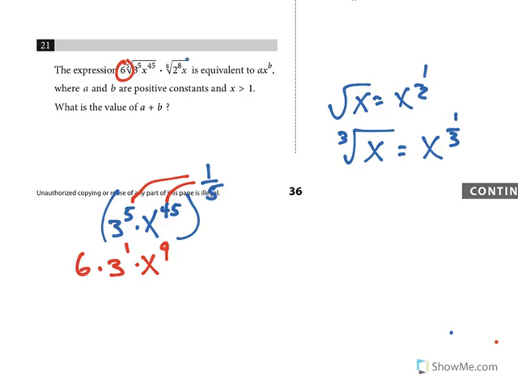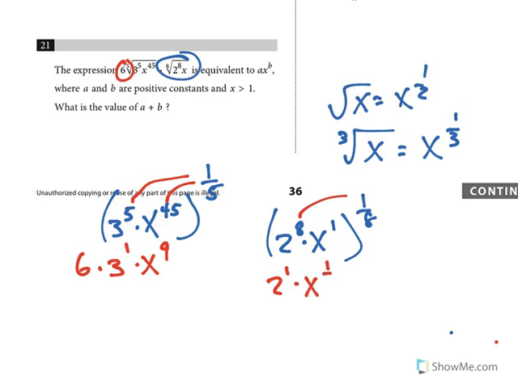Now I'm going to do the same thing here. So I've got 2 to the 8th times x to the 1st, and that's being raised to the 1/8 power, because it's the 8th root, that's the index. So again, this part is going to be easy. 2 to the 8th to the 1/8 is just 2 to the 1st. And x to the 1st to the 1/8, if I multiply the powers, is x to the 1/8. Again, this is pretty difficult for a number 21. So now my coefficients become 6 times 3 times 2, which is 36. Now we have to be careful, because now I'm multiplying powers with the same base, so I have to add the powers. So I actually get 36x to the 9 1/8 power.